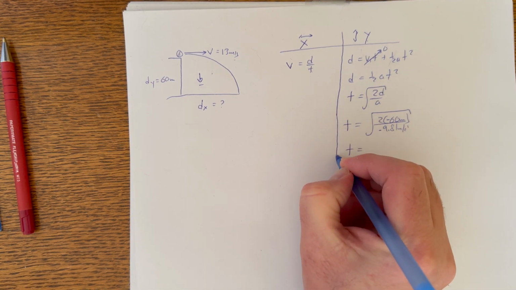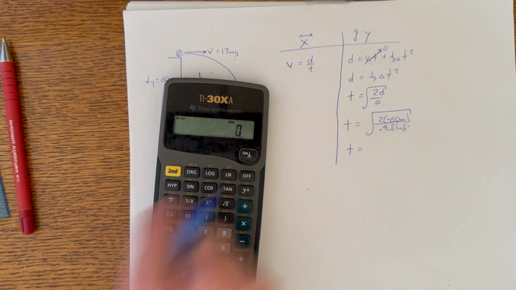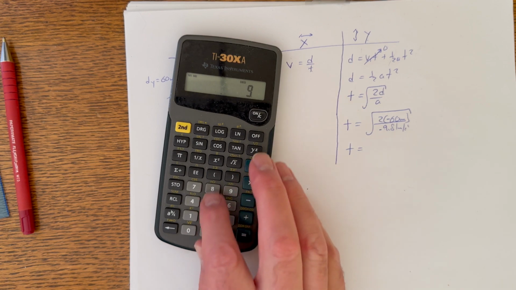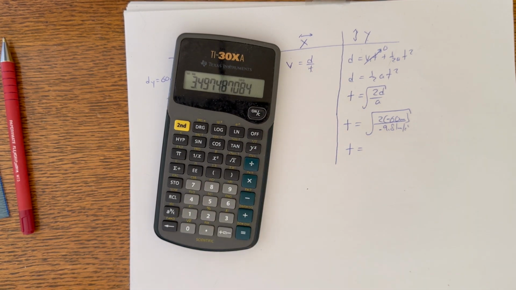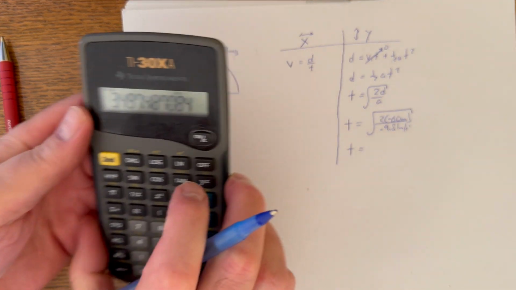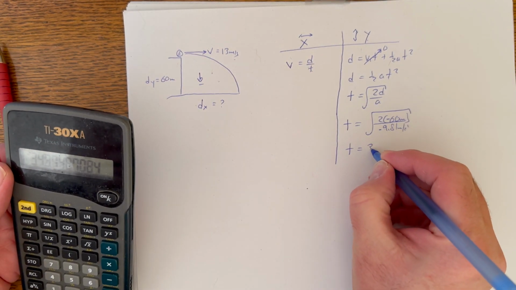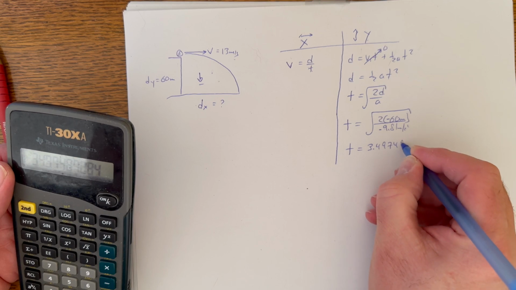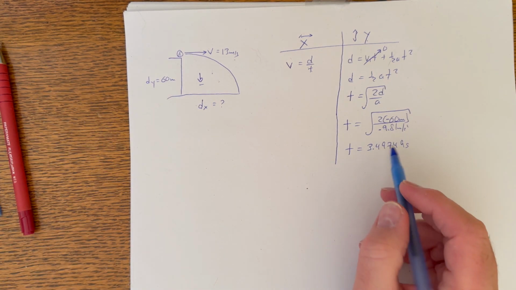So how long is it in the air for? That's what I need. So 2 times 60 is 120 divided by 9.81 equals, don't forget to square root it. It is in the air for 3.497, let's say 49 seconds.